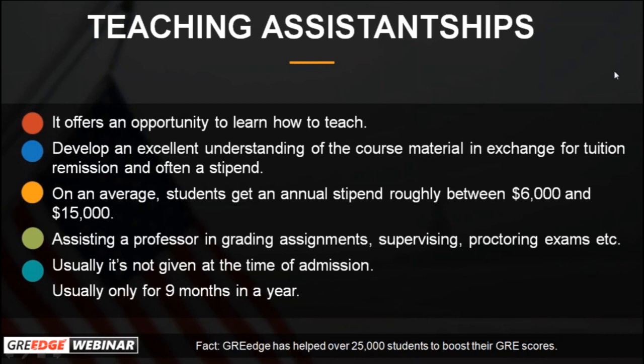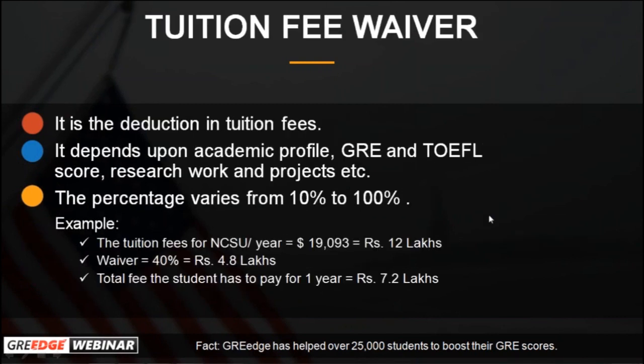So the next part is a very important one, the tuition fee waiver. This is something that you get even before you go for your application, even before you go to your university. It is a deduction in tuition fee. It depends upon the academic profile, GRE and TOEFL score, research work and projects. The percentage varies from 10% to 100%, guys. There are students who have got a 100% tuition fee waiver, but due to disclosure, we cannot reveal the name of the student. Last year, fall 16, this student from CMU was able to get the 100% tuition fee waiver because of his fantastic profile, in research work specially.